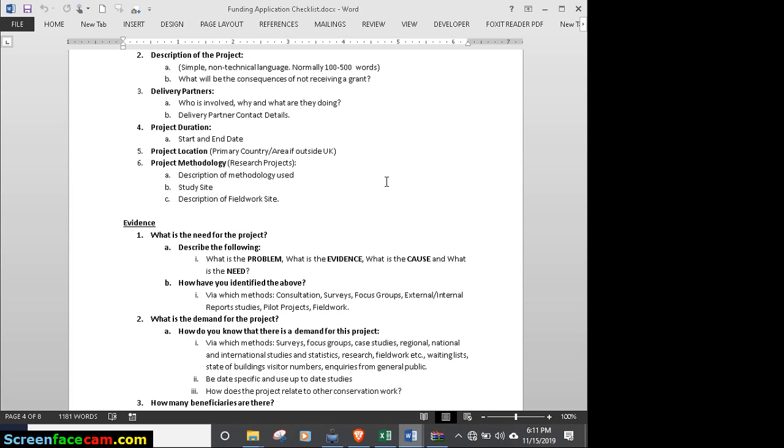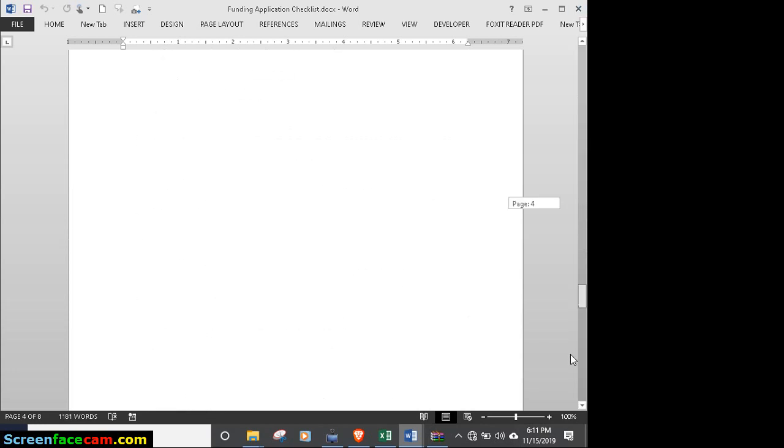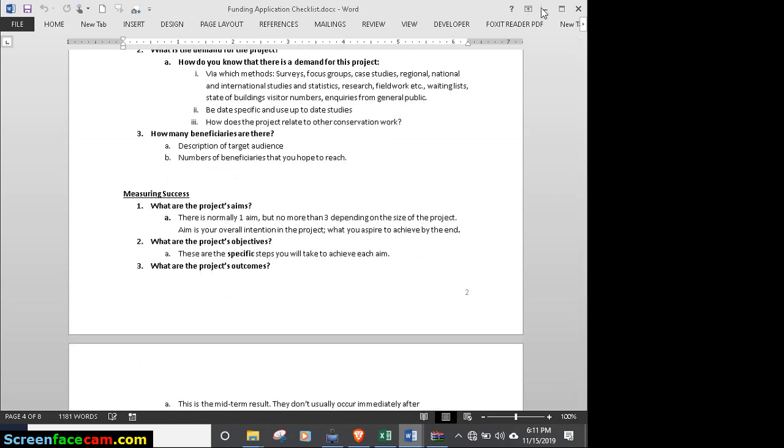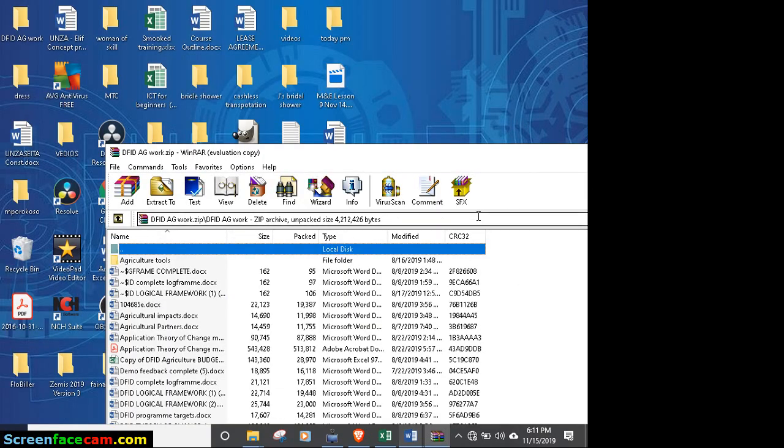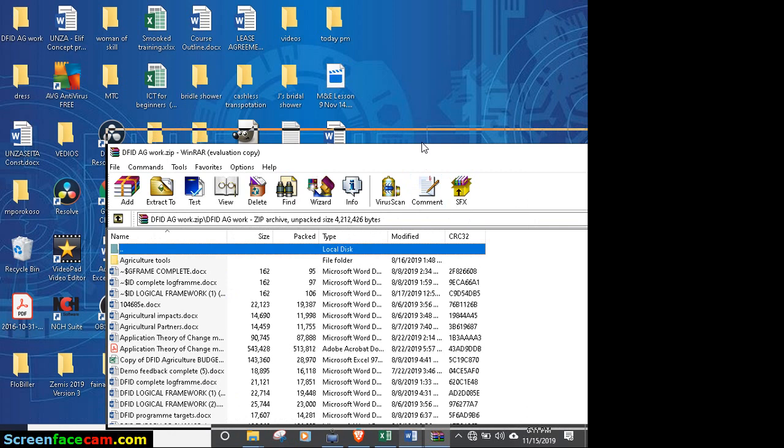Okay. So I hope we have understood that part. Yes? So that's what they mean by describing the methodology. Okay, since there's no questions, I will show you another template for a logical framework.